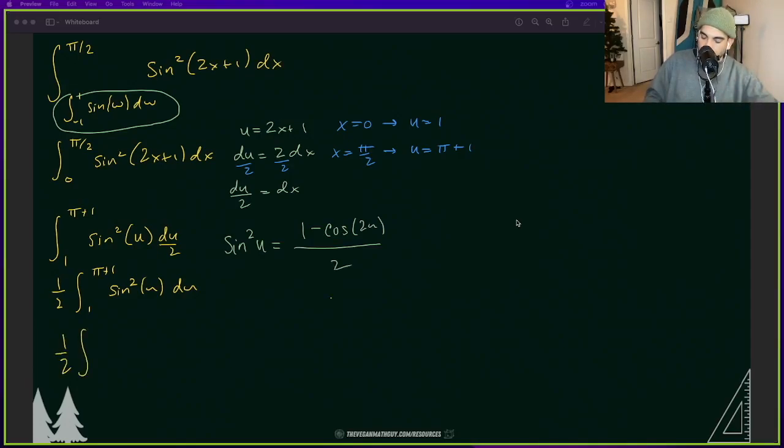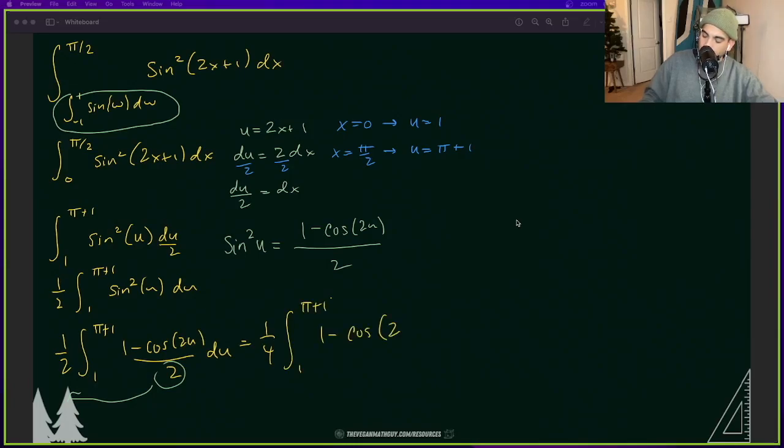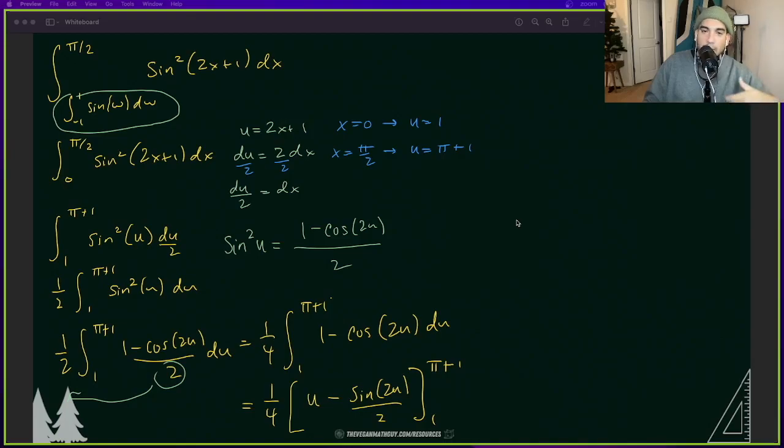Now we have 1/2 integral from 1 to pi plus 1 of 1 minus cosine of 2u over 2 du. We can also bring that 2 that's on the bottom on the outside, and that's going to give us 1/4 integral from 1 to pi plus 1 of 1 minus cosine of 2u du. And I still have that 1/4, but I'm going to go ahead and start applying the first fundamental theorem of calculus. So that first integral for 1 is u minus, this becomes sine of 2u over 2. If you pause the video and work that out on your own, I basically use another u substitution for the 2u, and that's how I got the 2 on the bottom.